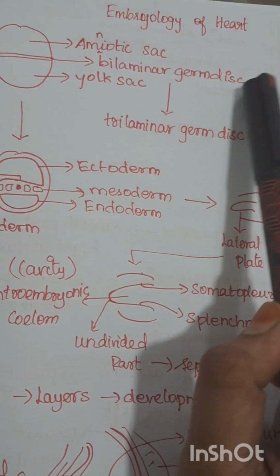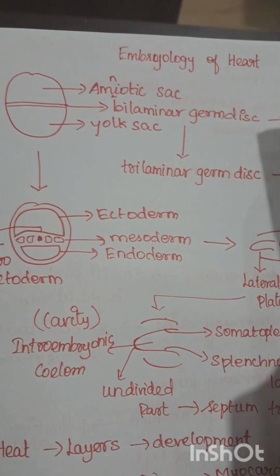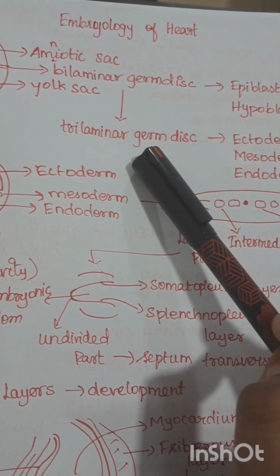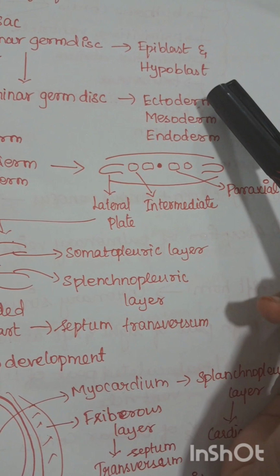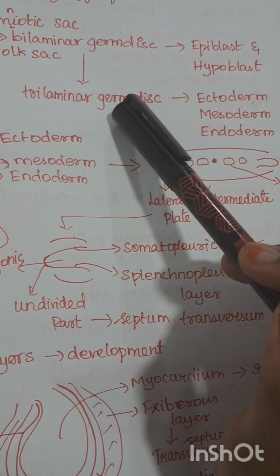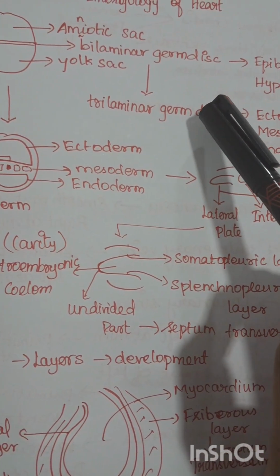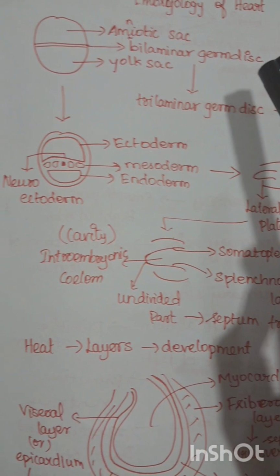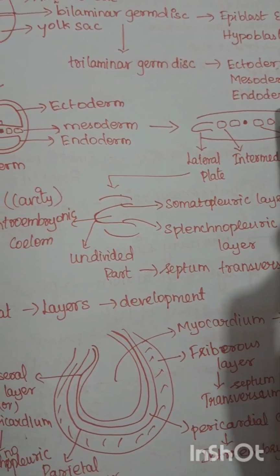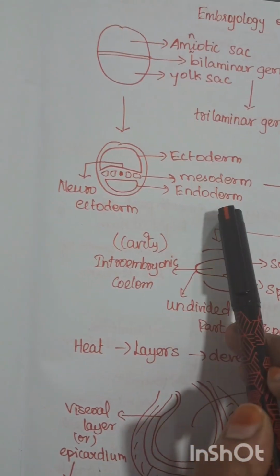bilaminar disc. This bilaminar disc has two cell layers, epiblast and hypoblast. This bilaminar germ disc is converted into the trilaminar germ disc, which contains ectoderm, mesoderm and endoderm. All these layers form the trilaminar germ disc. This transformation process is known as gastrulation. After the trilaminar germ disc formation, we have ectoderm, mesoderm and endoderm.